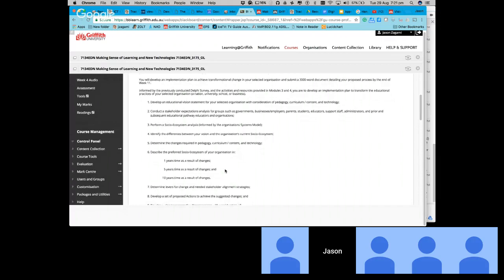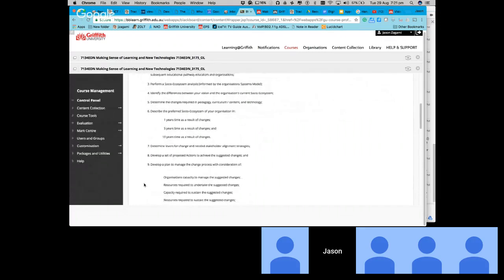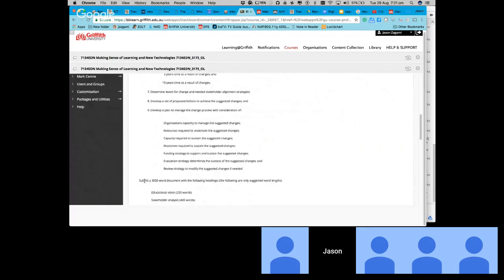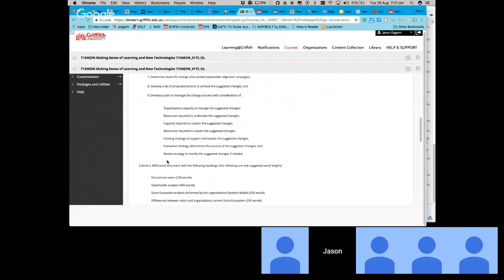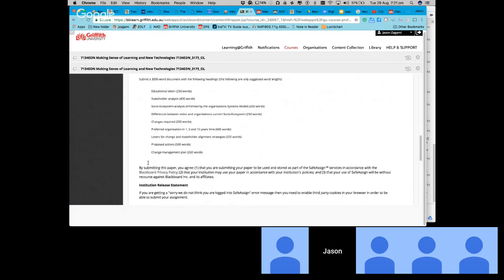And finally, then there'll be a set of proposed actions that will be needed to be implemented to achieve those changes. And you'll need a management plan, which we'll go through next week in terms of the steps needed to manage that process. And then I've given you a breakdown of some suggested words in terms of word limits around those various steps. You can change those as you wish to get across your ideas.